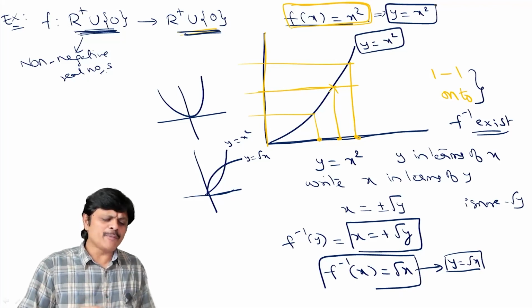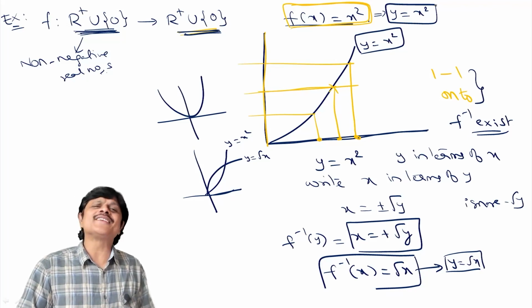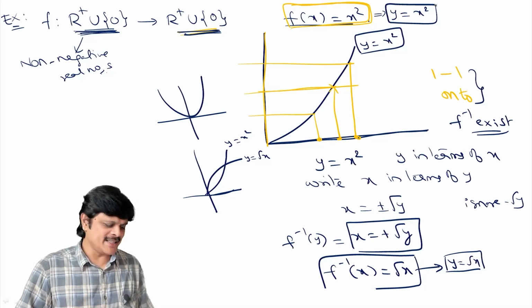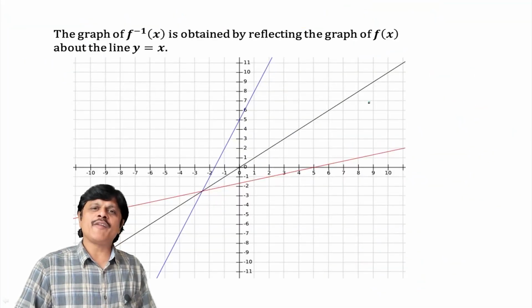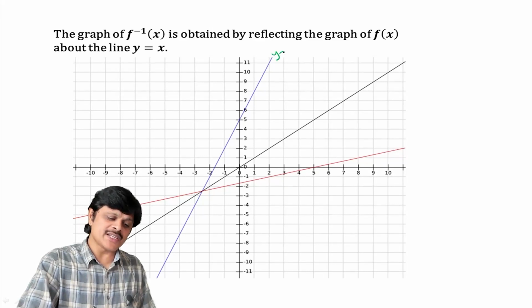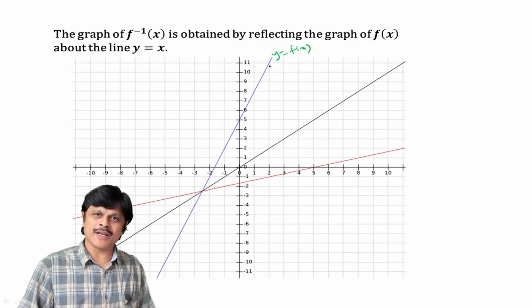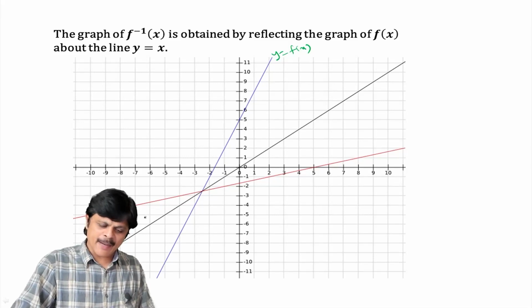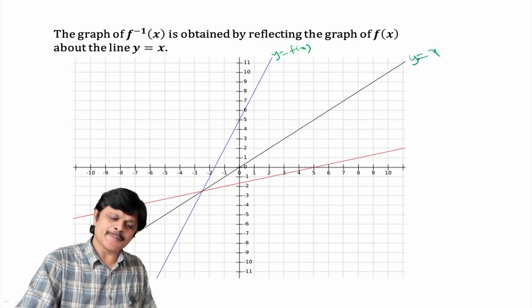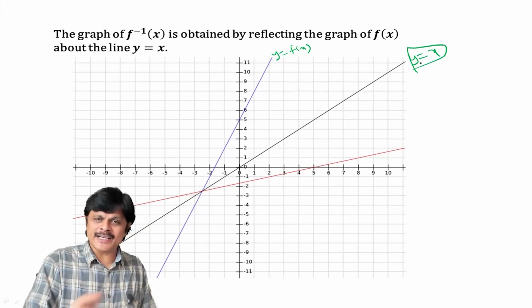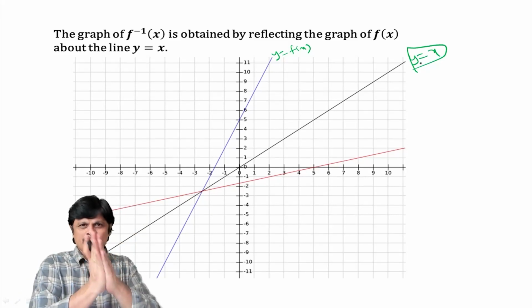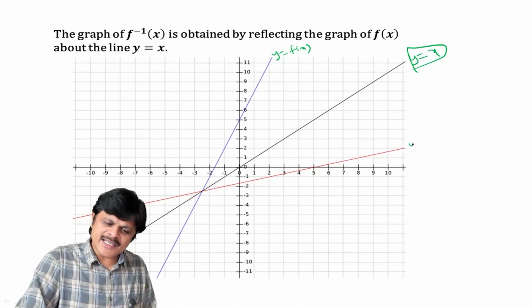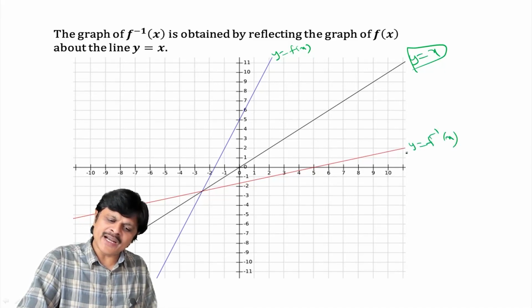Okay, and we have a beautiful technique to draw the inverse of a function if it exists. Let us see that. The graph of f inverse x is obtained by reflecting the graph of y is equal to f x. Suppose this is y is equal to f x, your original graph, and you want to find the inverse graph. You need to reflect y is equal to f x about the y is equal to x line. If you reflect about it, keeping the line as a mirror, the mirror image, the red line, is the f inverse x graph.